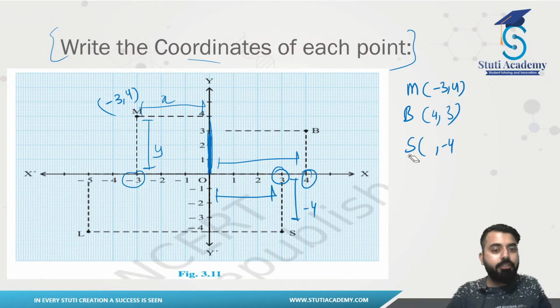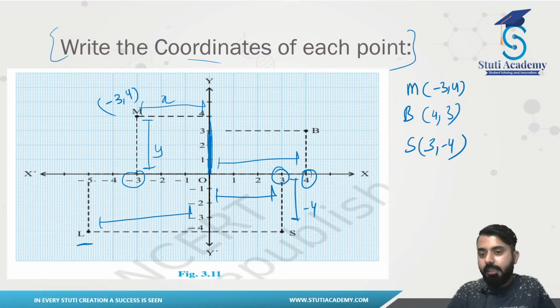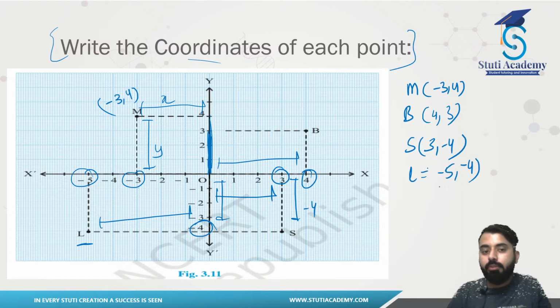So let me just erase this and write it neatly. So there should be a 3 here, right? Now for the case of L, you guys see, horizontal distance is negative 5 and vertical distance is negative 4. So for case of L, that will be negative 5 comma negative 4, right?